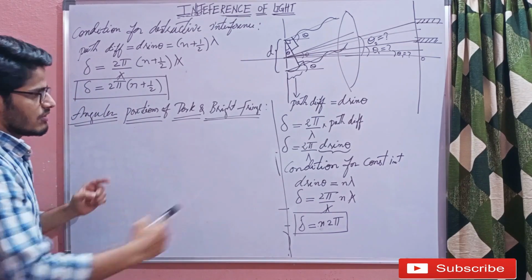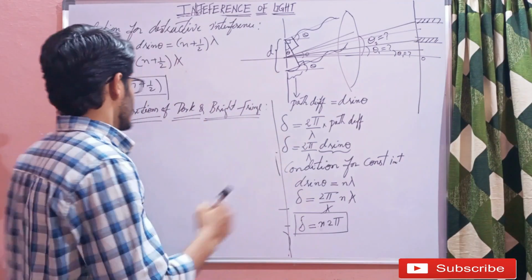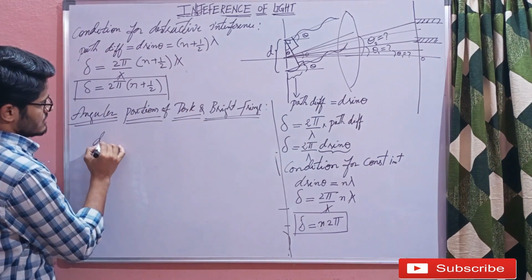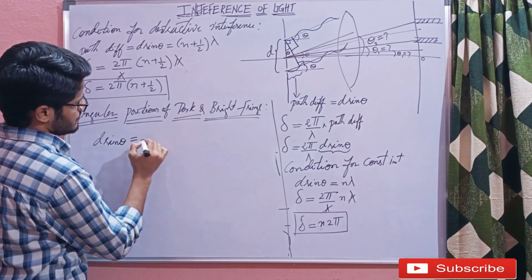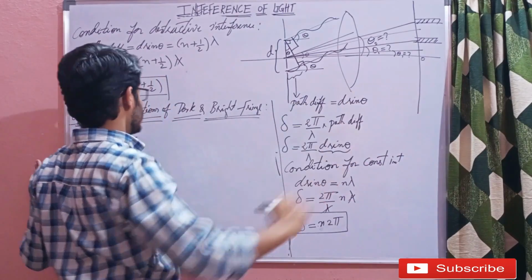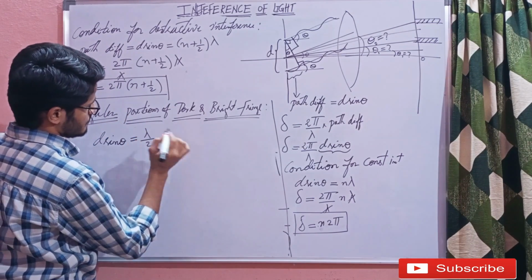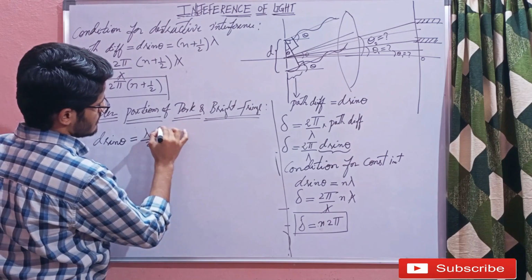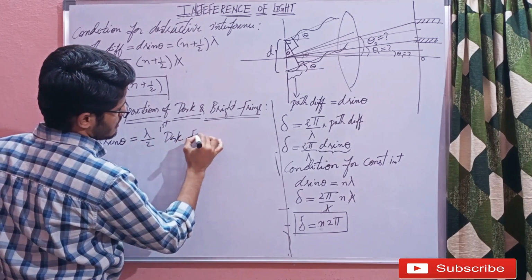Now we are finding the angular position of dark fringes. The path difference for the dark fringe, if you want to find the first dark fringe angular position, is lambda by 2. Okay, it is the first dark fringe.